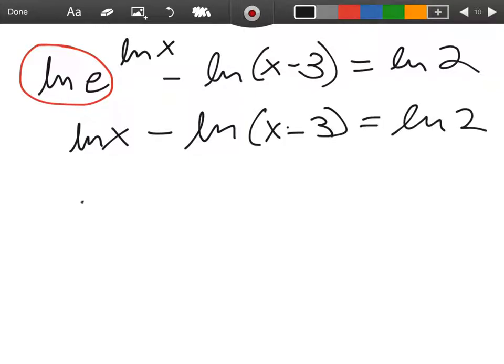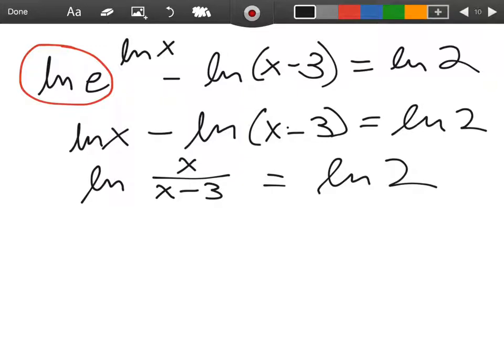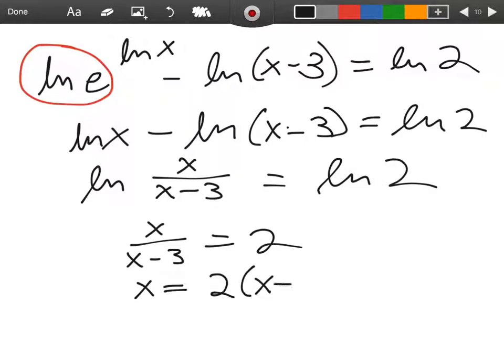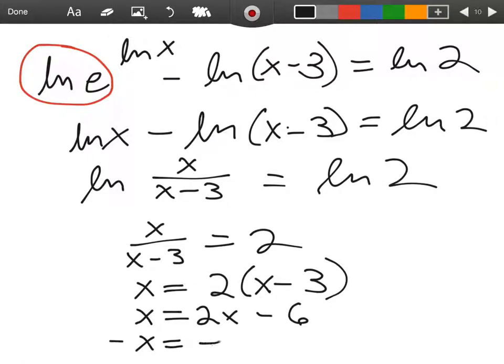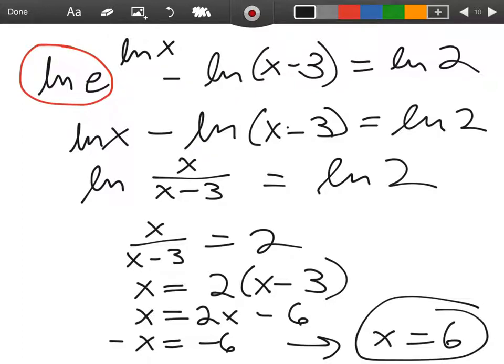Combine the left-hand side using log properties. It's going to be division. I can just drop the natural logs. So I get x equals 2 times x minus 3, 2x minus 6, negative x equals negative 6, or x equals 6. And it checks out, so that's our only solution. So we'll stop there.